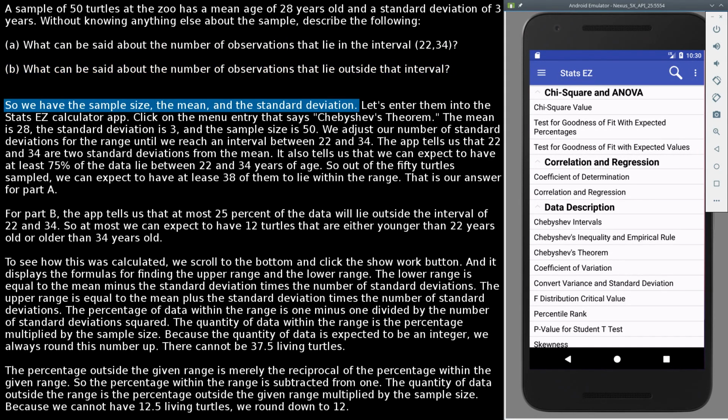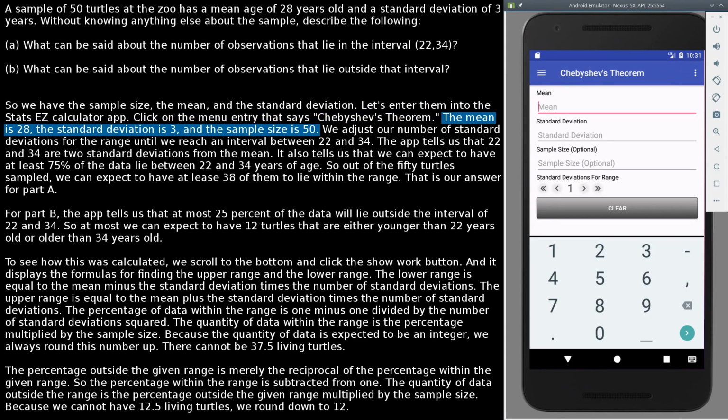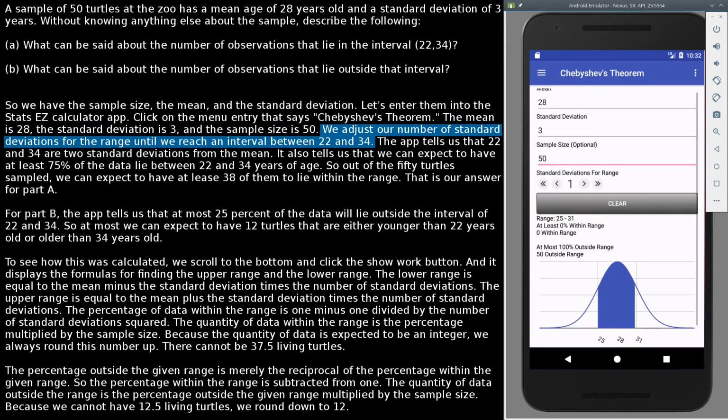So we have the sample size, the mean, and the standard deviation. Let's enter them into the StatsEasy calculator app. Click on the menu entry that says Chebyshev's theorem. The mean is 28, the standard deviation is 3, and the sample size is 50. We adjust our number of standard deviations for the range until we reach an interval between 22 and 34.